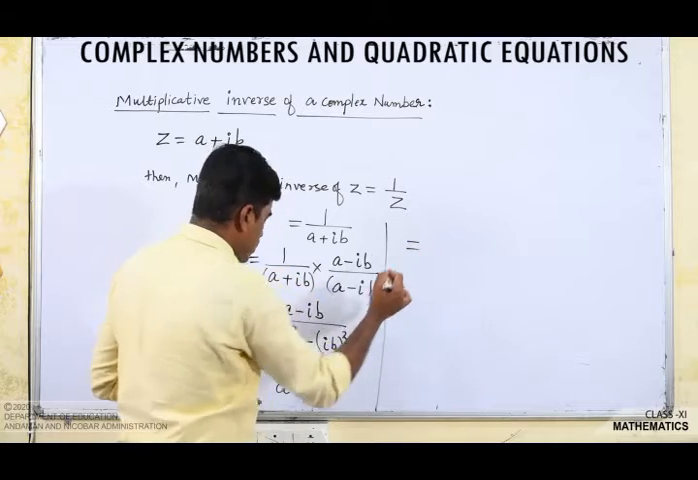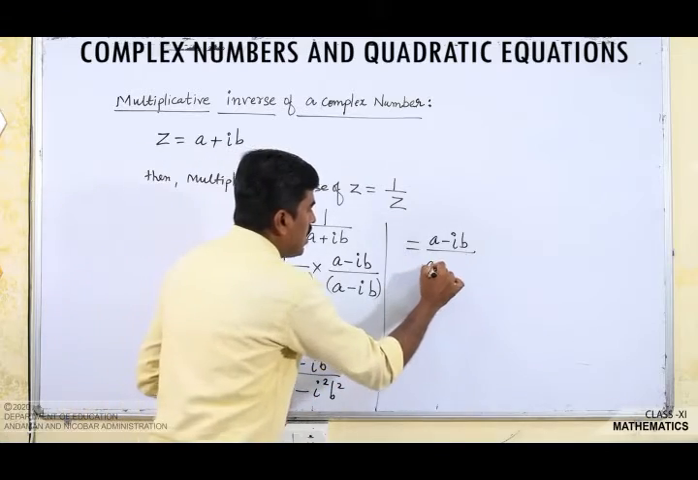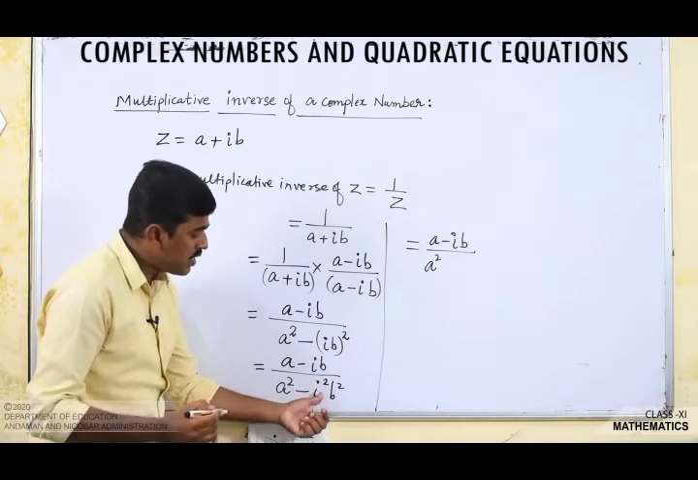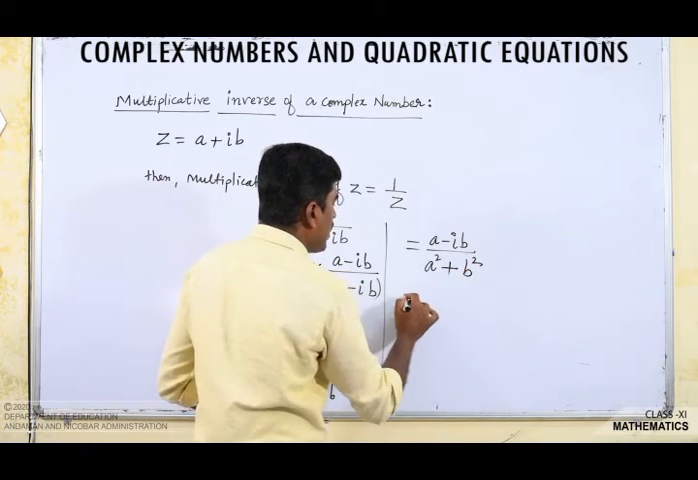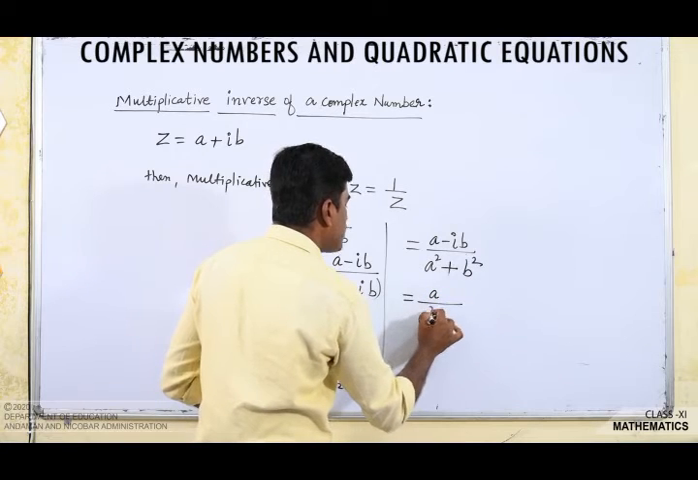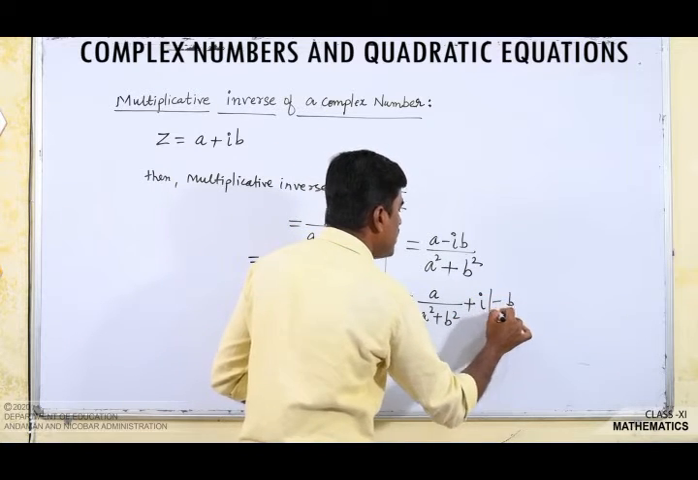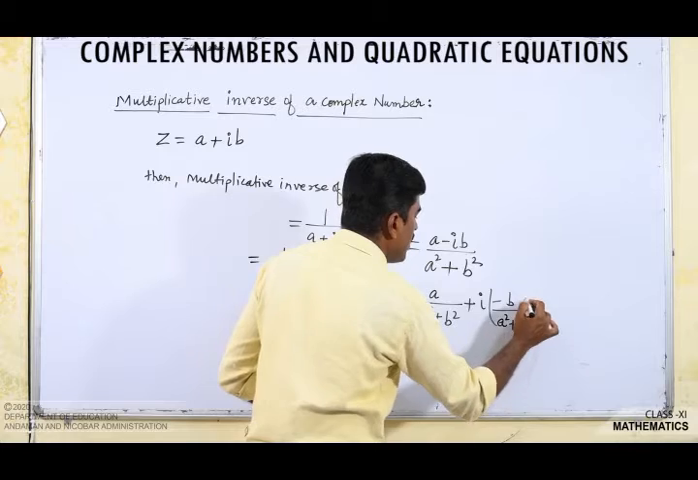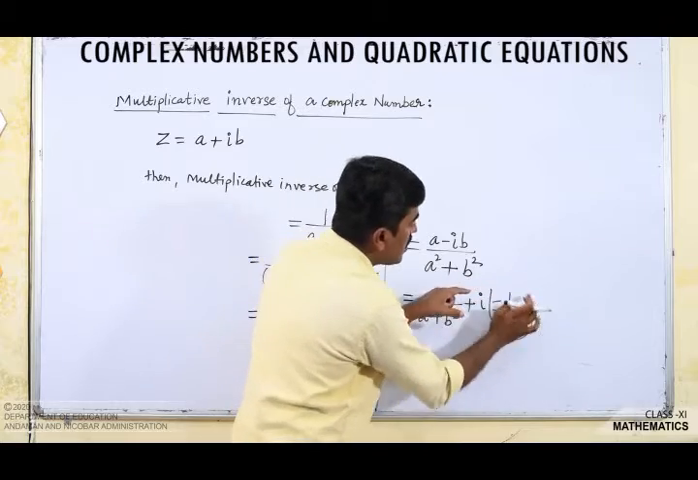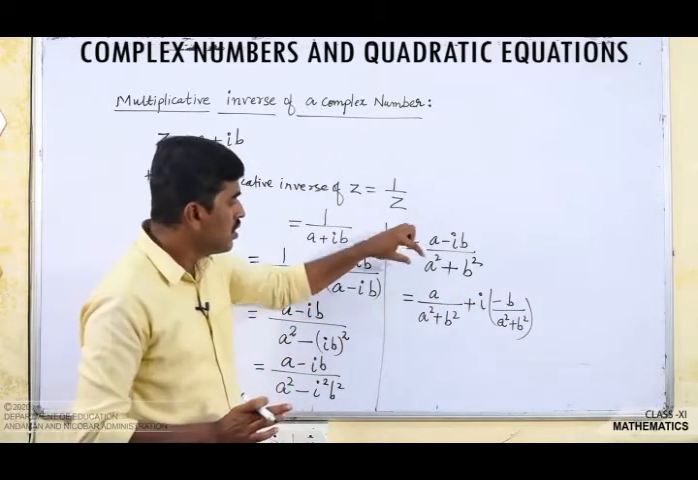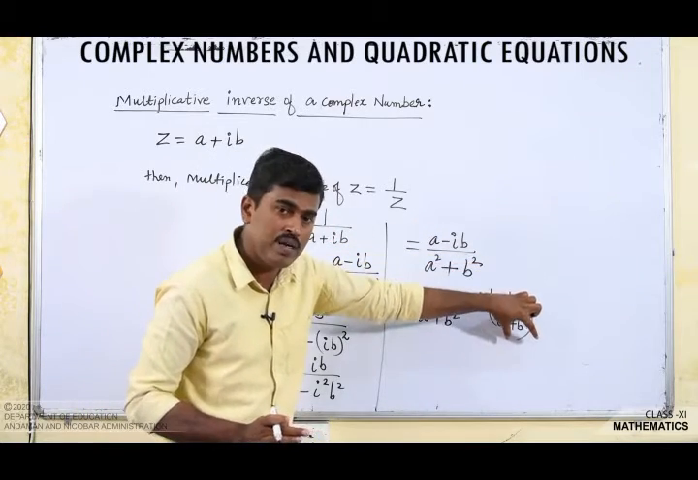Now that equals a minus ib divided by a square. Now we know the value of i square, that is i square equals minus 1. So here it will be plus b square, or it can be written as a divided by a square plus b square plus i into minus b divided by a square plus b square. I am writing this in the standard form, that is the real part plus i into imaginary part. So here the real part of this multiplicative inverse is a by a square plus b square, and the imaginary part is minus b divided by a square plus b square.